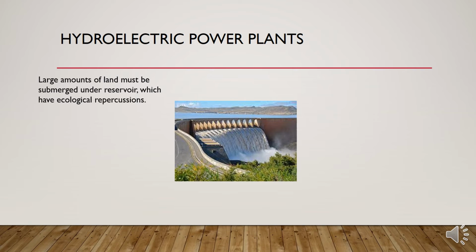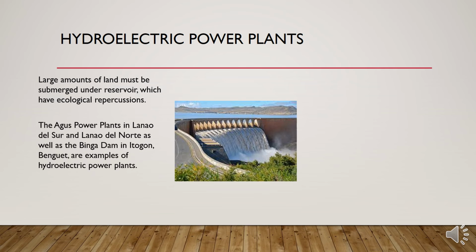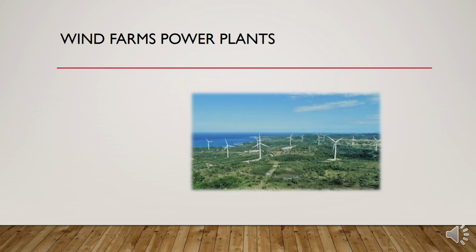For the hydroelectric power plants, the disadvantage is that large amounts of land must be submerged under reservoirs, which have ecological repercussions. The Agus power plants in Lanao del Sur and Lanao del Norte, as well as the Binga Dam in Itogon, Benguet, are examples of hydroelectric power plants.